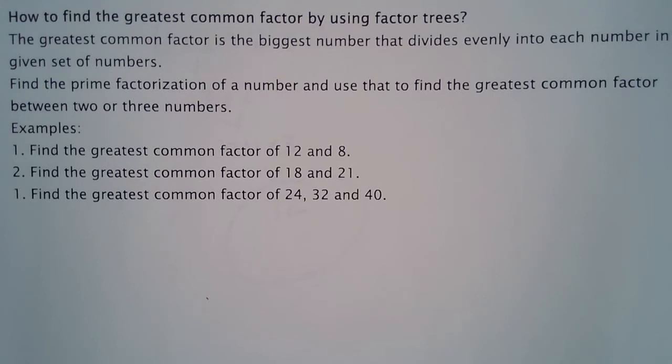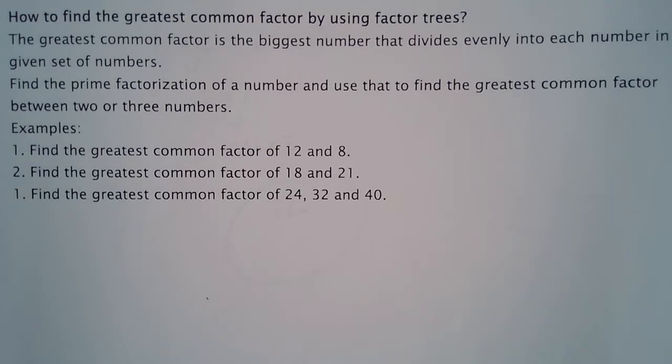So today's topic is finding the greatest common factor. We're going to find the greatest common factor by using a factor tree. The greatest common factor is the biggest number that divides evenly into each number in given sets of numbers. Find the prime factorization of a number and use that to find the greatest common factor between two or three numbers.